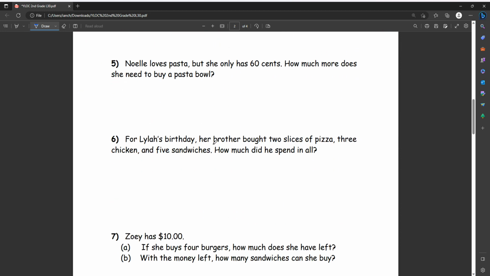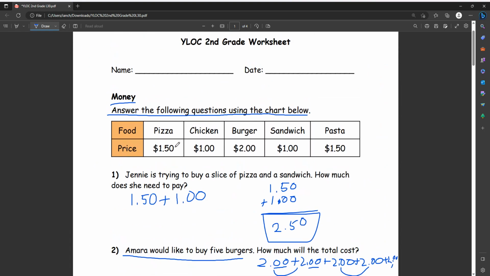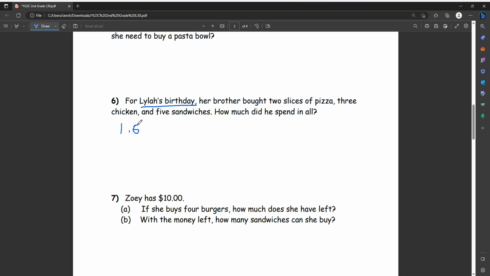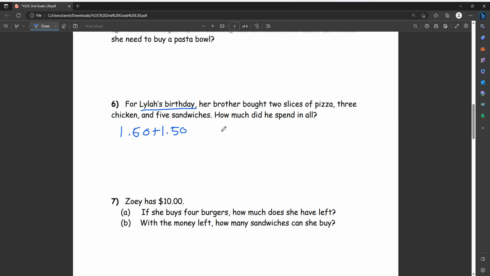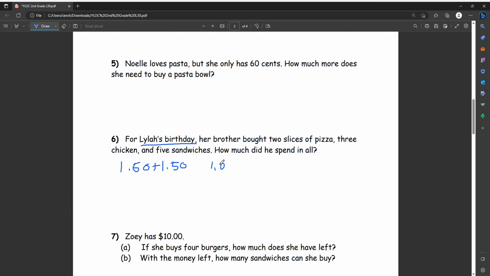Okay, let's go down to number 6. For Lila's birthday, her brother bought 2 slices of pizza, 3 chicken, and 5 sandwiches. How much did he spend in all? So he bought 2 slices of pizza, pizza costs $1.50 and he bought 2 of them, so it'd be 1.50 plus 1.50. That's 2 slices of pizza, then 3 chickens. So a chicken costs $1, so he wants 3 of them, so it's 1.00 plus 1.00 plus 1.00.